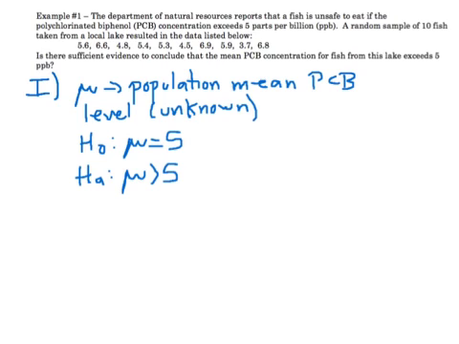So notice I wrote mu, the population mean PCB level. That's unknown, because that means we're doing inference. And then I wrote the null hypothesis is mu equals 5. It's always mu. These symbols are always the same. It's always an equals for the null hypothesis. And then why did I get to 5? Well, we think it's 5, right? If everything was good, it would be 5, and that would be okay. Our alternative hypothesis is, oh no, we think the fish are unsafe, so that's mu is greater than 5.